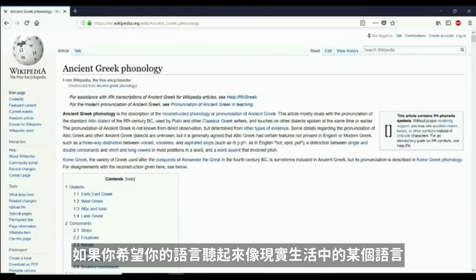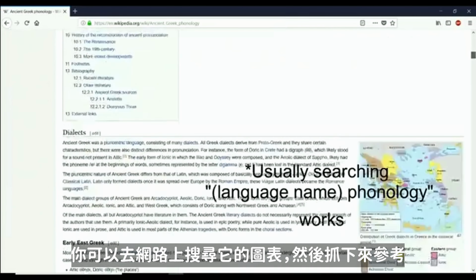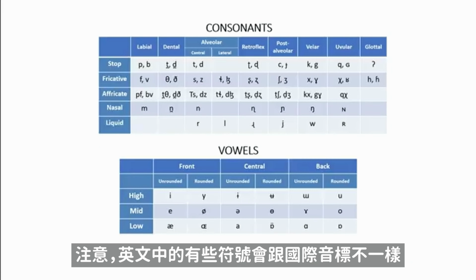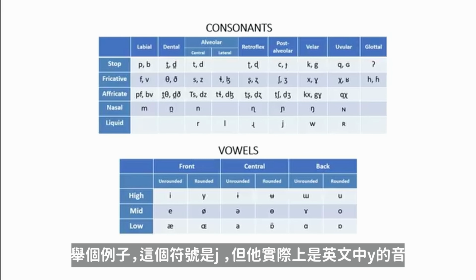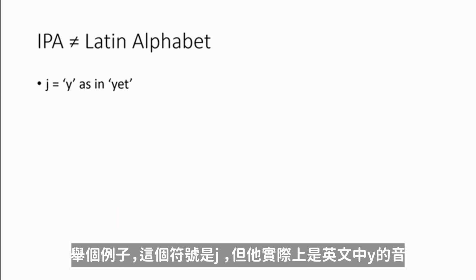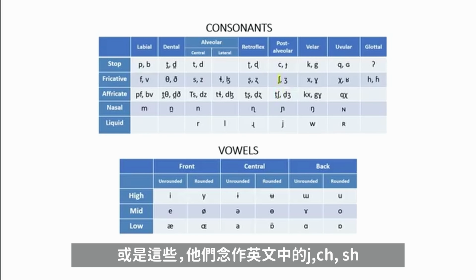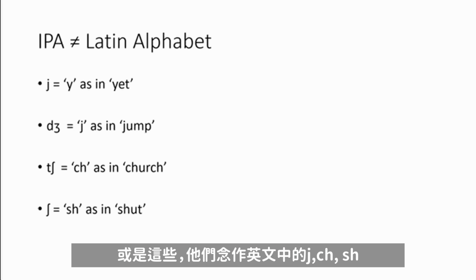If you want your language to sound like any real-world language in particular, you can also look up the language and see its own chart. Be aware that the symbols that the IPA uses to represent a sound may not be the same as the ones that English uses. For example, even though this sound is represented with the letter J, it actually stands for the sound Y, whereas this, and this are actually J, Ch, and Sh.